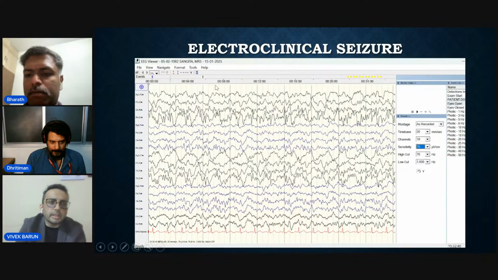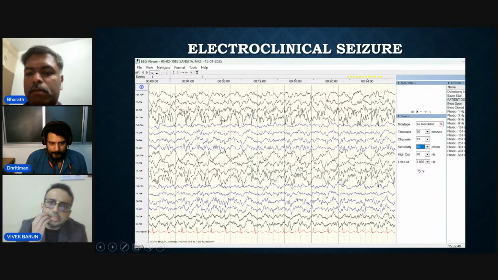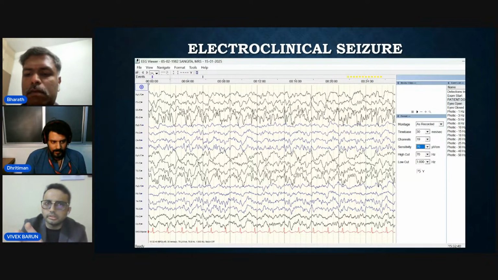So this is a bipolar longitudinal montage. You can see this is the left and this is the right. Whenever we see EEG, we always compare the left to the right side. You can see so much sharp activity. So this is a spike. Why is it a spike? Spike and sharp have some duration.